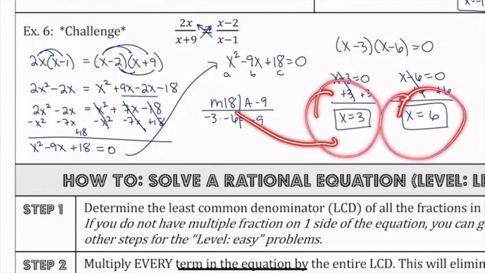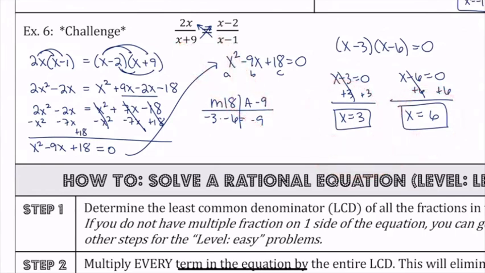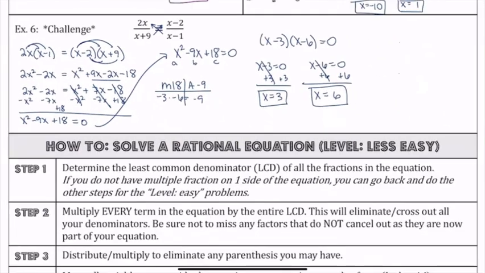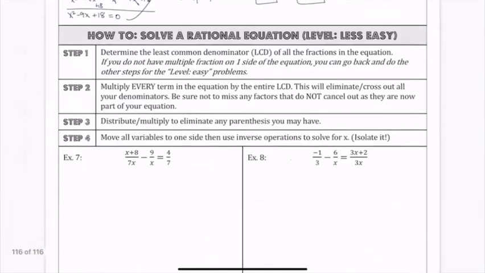So if I were to just double check, remember, I'm trying to make sure I didn't accidentally make my restricted value my answer. So I plug 3 in here, I would get 12, so we're good. Plug 3 in here, I would get 2, we're good. And then check 6, this would give us 15, and that would give us 5. So as long as we don't get 0 in the denominator, our answer is solid, it's not extraneous. And there we go.